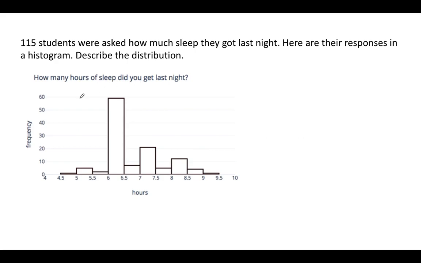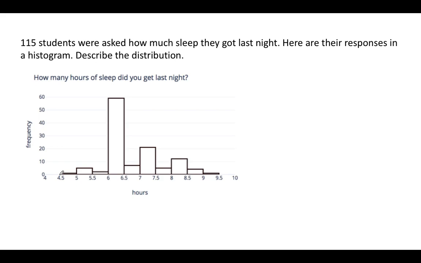Hi, so we're going to do an example of describing a distribution. So here's our example. 115 students were asked how much sleep they got last night. Here are their responses in a histogram. Describe the distribution. So we need to remember four things when we describe a distribution. Those are the shape, if there are any outliers, the center, and the spread.